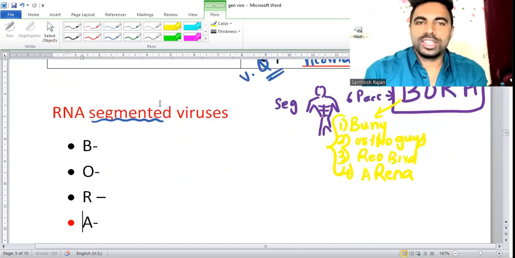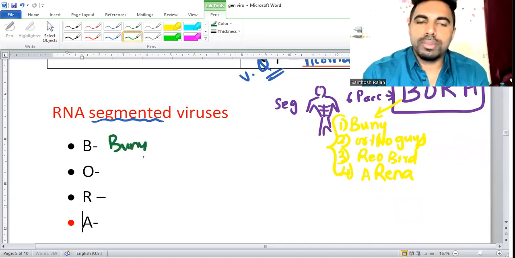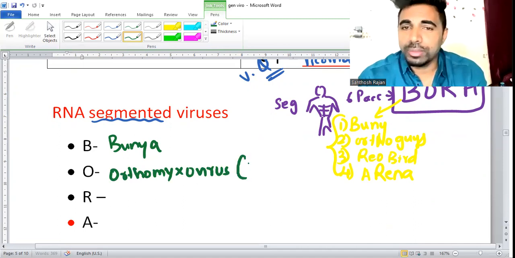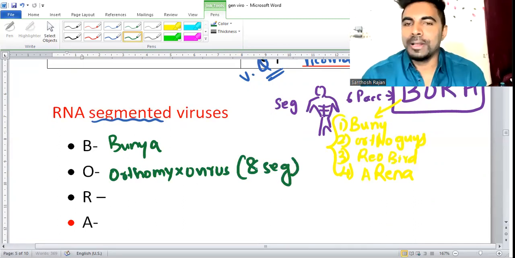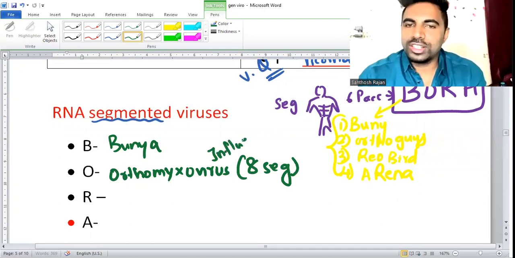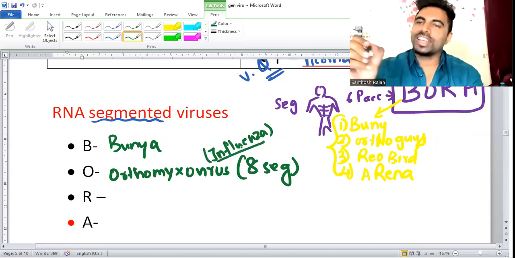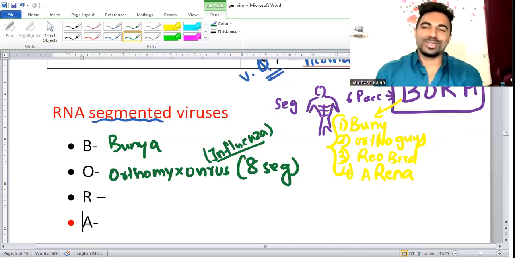So what is that thing, why did I give this clue? B stands for bunya, bunny bunya virus. O for orthomyxovirus, ortho guys have six pack, six pack nahi, eight packs hai, eight segments hai unke paas. Specially when I talk orthomyxo, which virus? Influenza. Only influenza. Ortho ladakon ki itna body hai, but because immunity slow, always they get flu. Kasi zukam aate rehta hai ortho ladakon ko. You go and see in the ortho ward, okay?